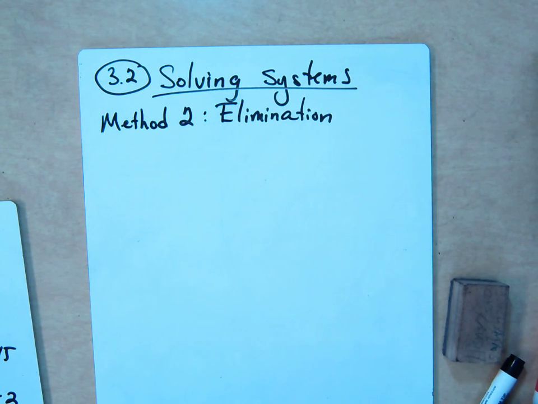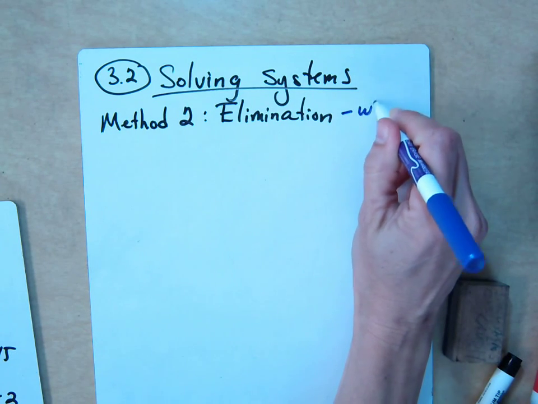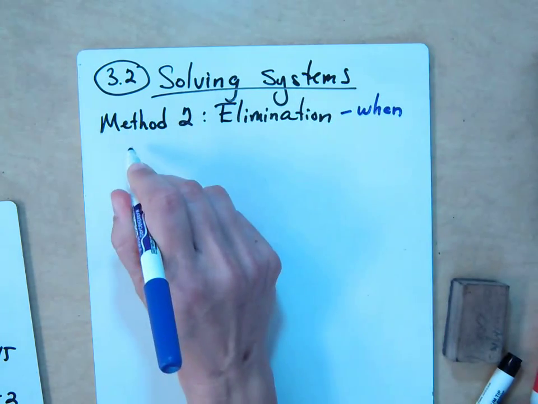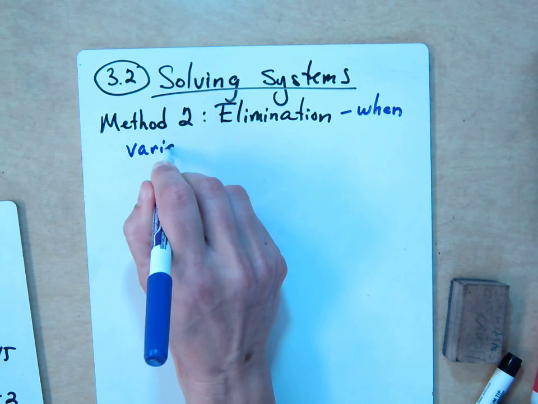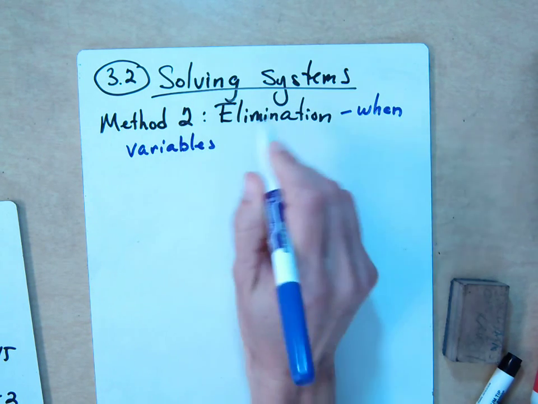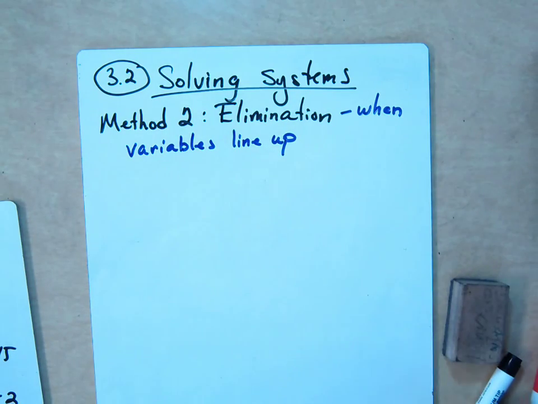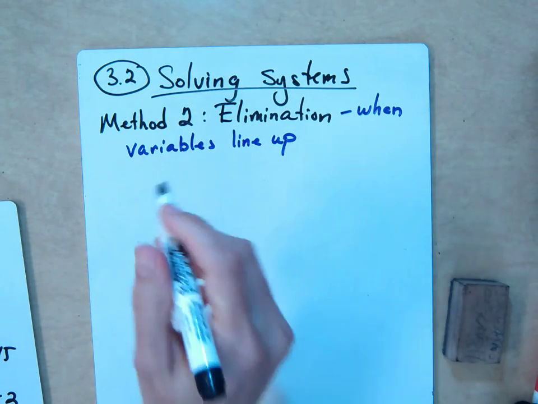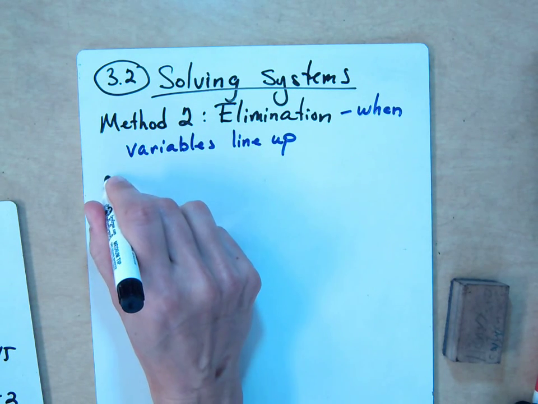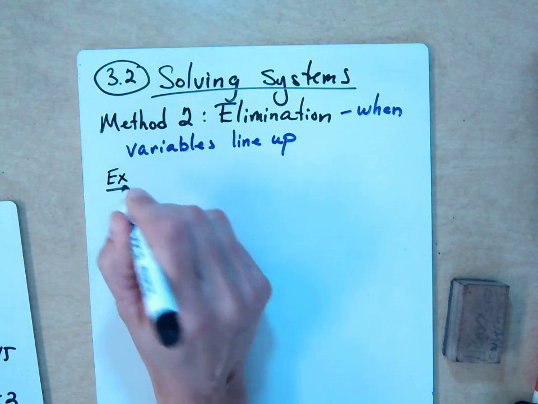So this is still section 3.2. Solving systems method 2 is using elimination. You use this method when the variables line up. When the variables line up. And we'll do two examples of this. And this is actually more common to see, especially when we do applications.